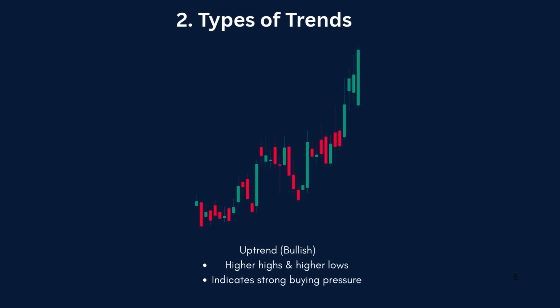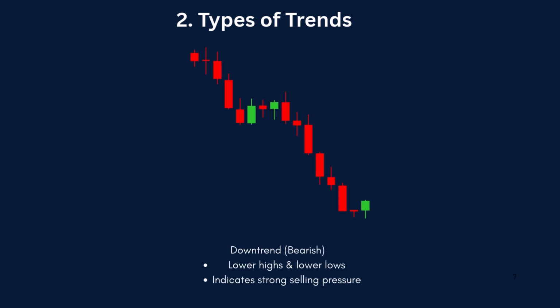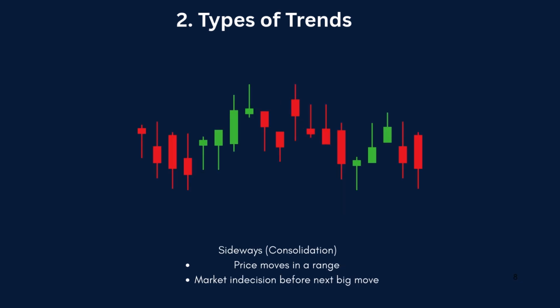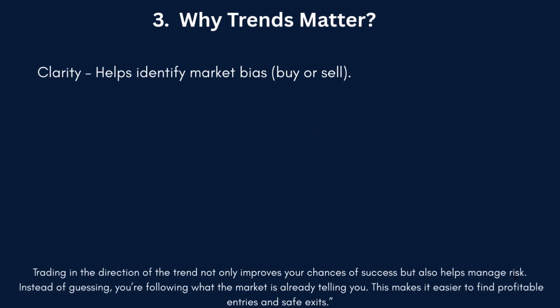We have three types of trends. One is uptrend with higher highs and higher lows that indicates strong buying pressure. The other is downtrend with lower lows and lower highs that indicates strong selling. And third is sideways, in which price moves in a range and the market is in decision before the next big move.